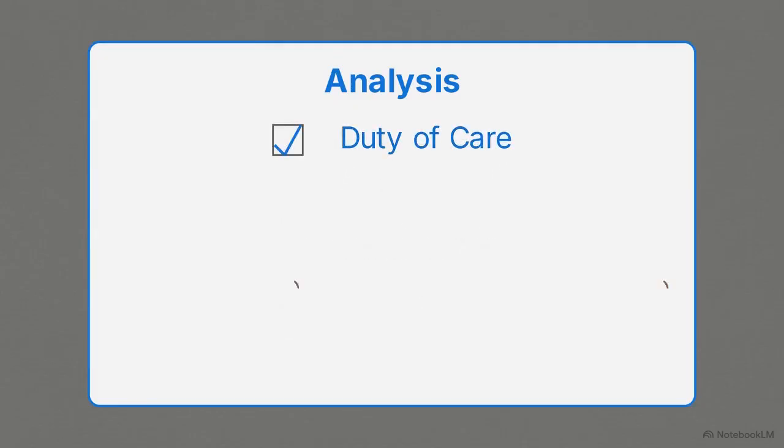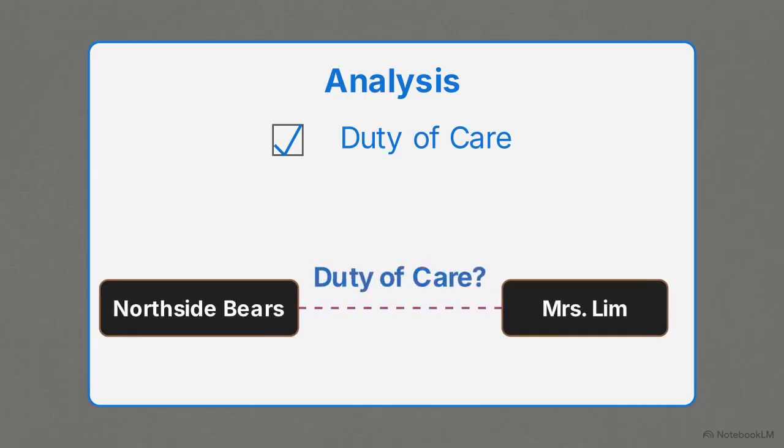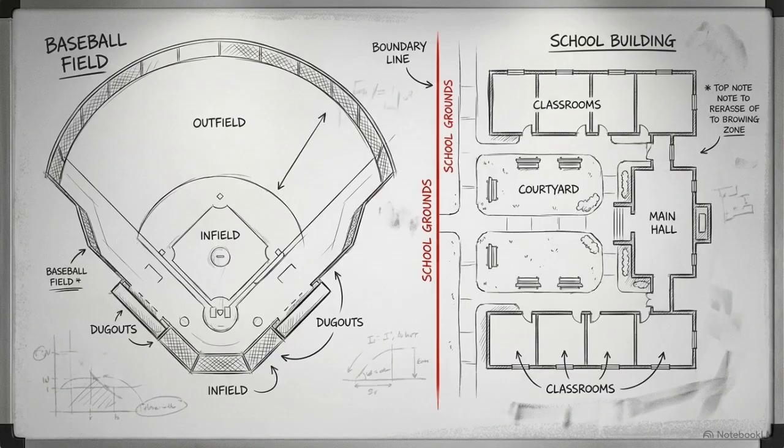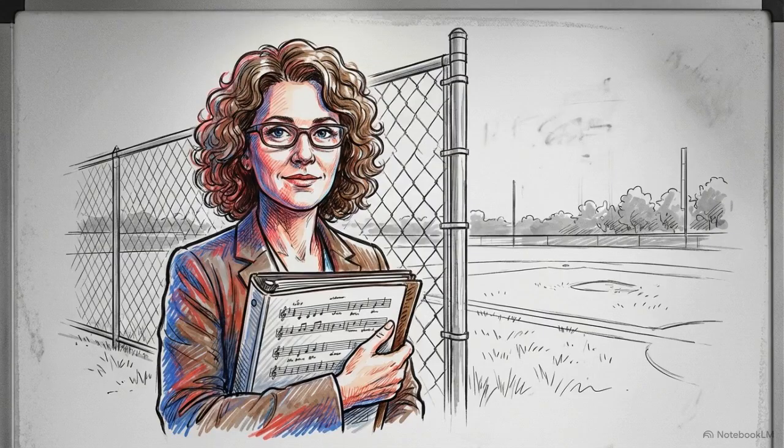We start with the first element. Did a duty of care exist between the Northside Bears and Mrs. Lim? The law requires entities to avoid acts that could foreseeably injure their legal neighbors. Because the Maple Grove school grounds are directly adjacent to the baseball field, anyone on those grounds is in the immediate zone of physical proximity. Mrs. Lim easily qualifies as a foreseeable neighbor.